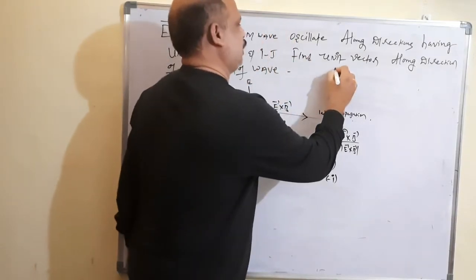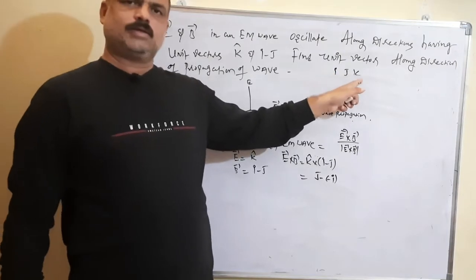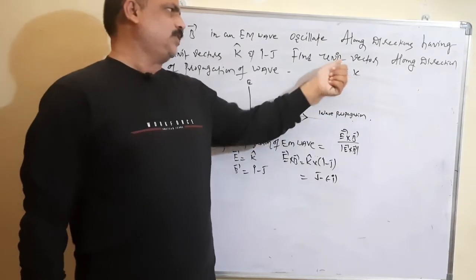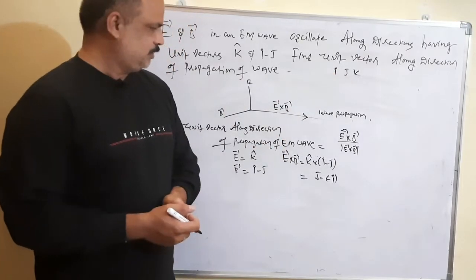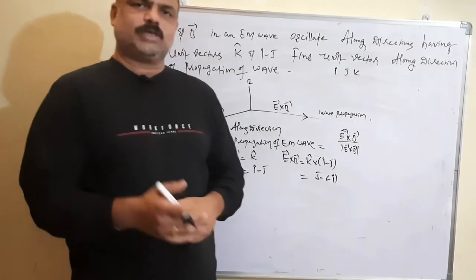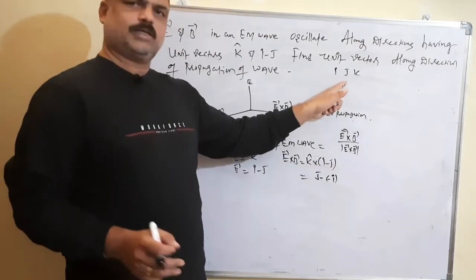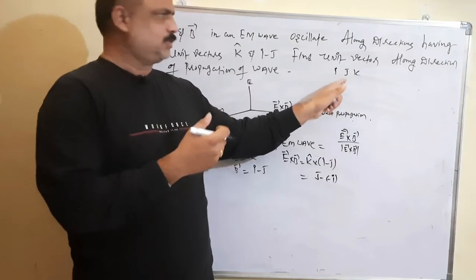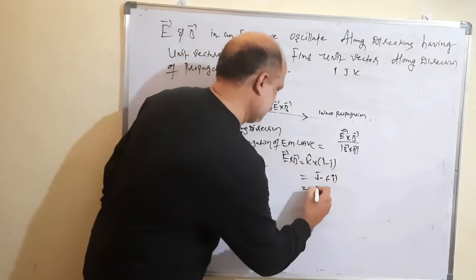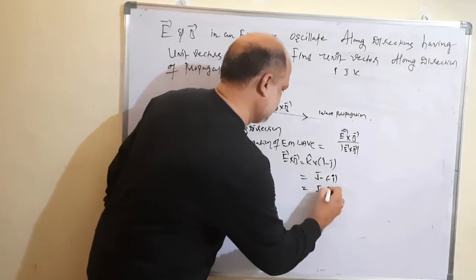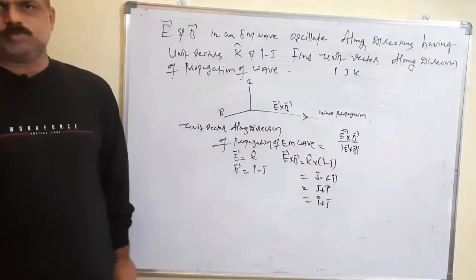So here i, j, k: i cross j is equal to k, j cross k is equal to i, k cross i is equal to j. If we miss the order, then a negative sign occurs. Here k cross j is in the wrong order, so we write minus i. So minus into minus plus j, plus i, that is equal to i plus j. This is the E bar cross B bar vector.